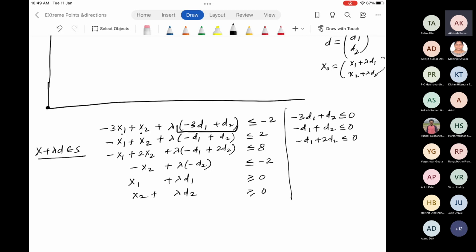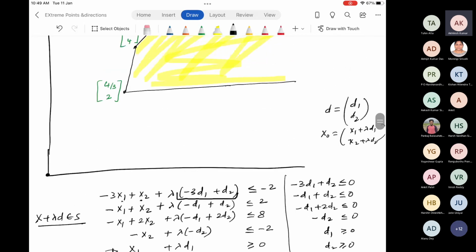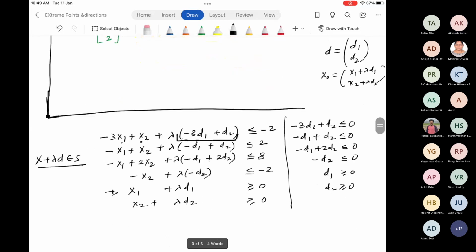What about the third? Minus d2 should be less than equal to 0. What can I say about these two equations? d1, d2 greater than equal to 0. It has to be, because we have defined d1 and d2 to be greater than equal to 0. Now we'll add one more constraint here, the normalization constraint: d1 plus d2 should be equal to 1, so that I will put the directions in here itself.